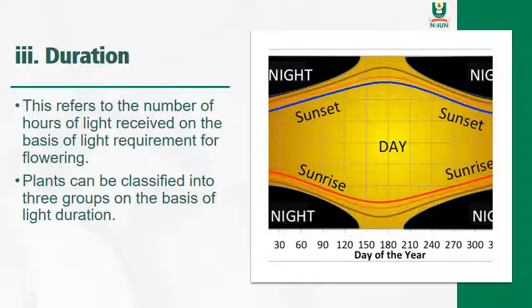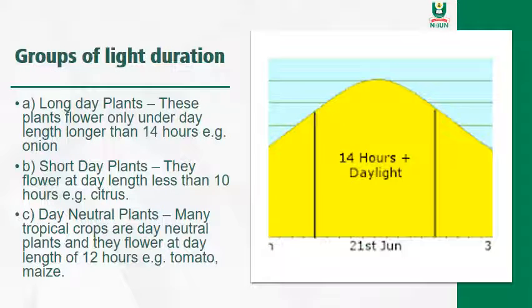The third aspect is the duration of light, and this refers to the number of hours. We are talking about the number of hours of light received by the plants. Based on this duration, plants can be classified into three groups. We have the long day plants, and these plants usually require 14 hours of sunlight. An example is the onion. We have the short day plants, which require less than 10 hours of sunlight.